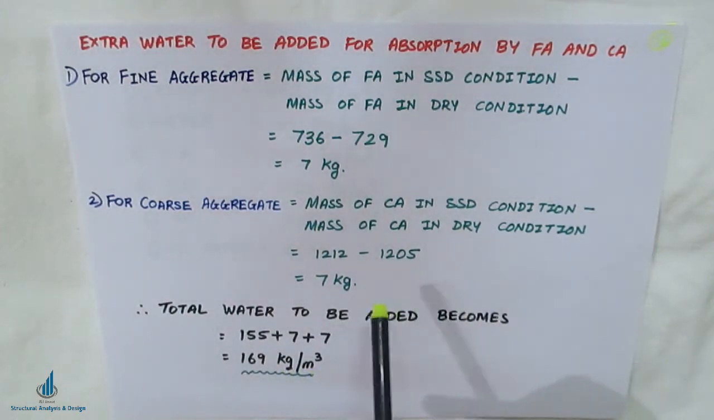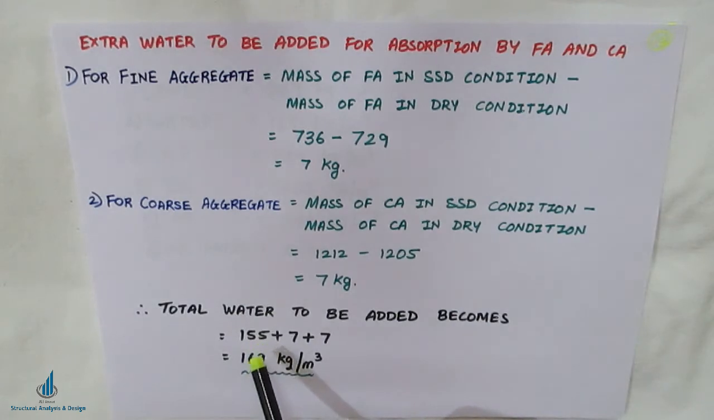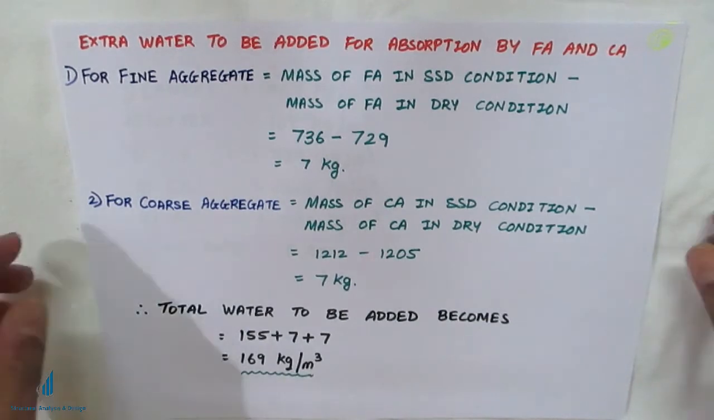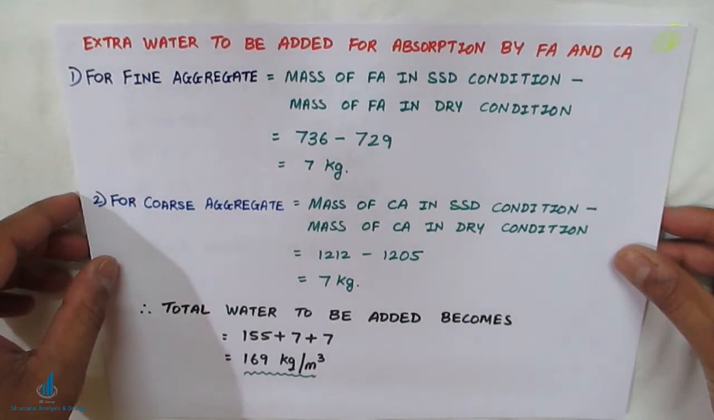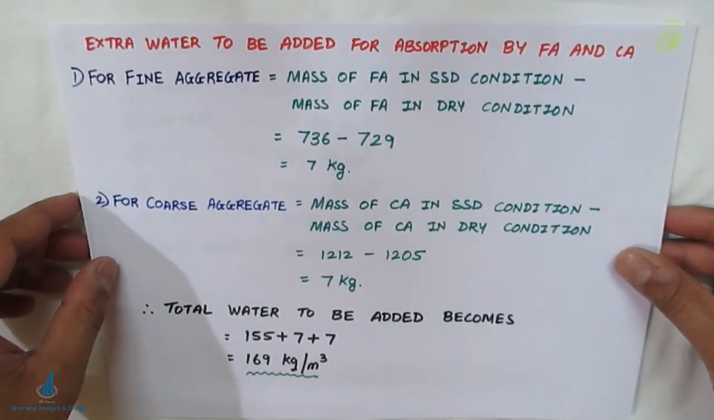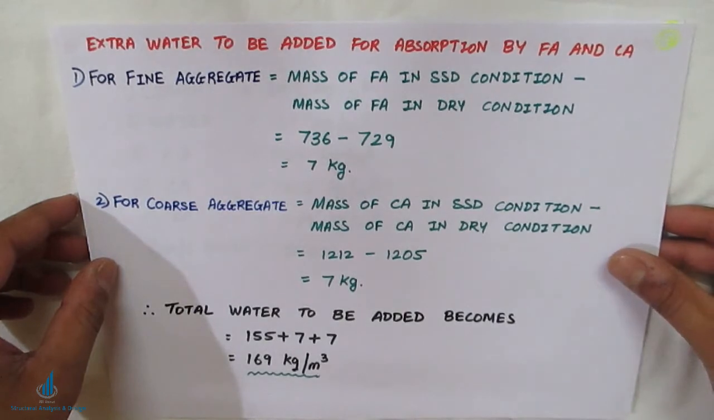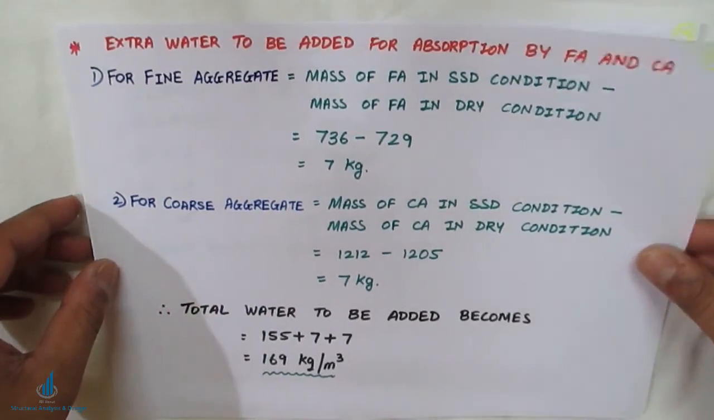So in SSD condition you required only 155 kg per meter cube of water, but as you are adjusting the water for the dry condition of fine aggregates and coarse aggregates, you require an extra amount of water, correct? So the total water becomes now 169 kg per meter cube. This is a very important aspect in this mix design when you have to adjust for dry conditions or wet conditions. This particular example was for dry conditions.